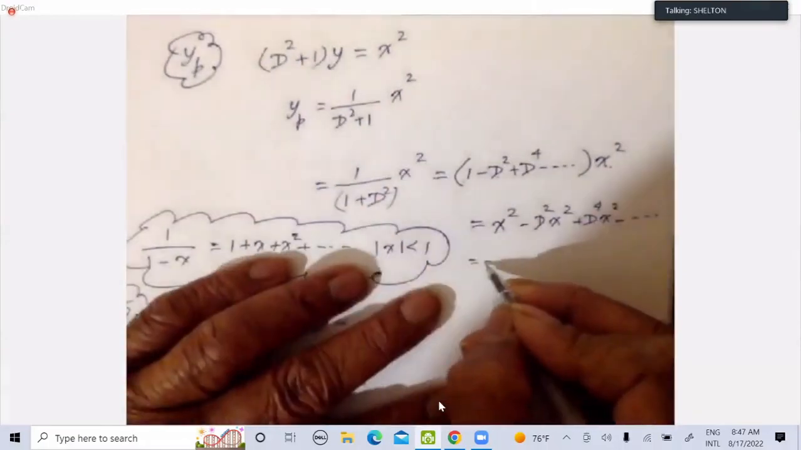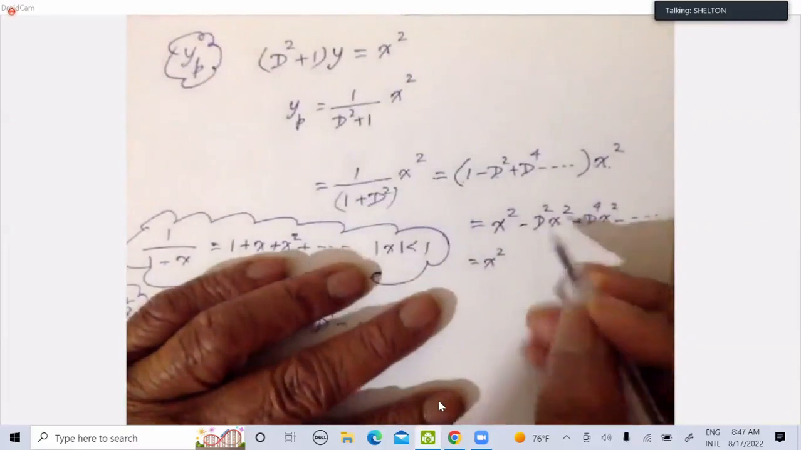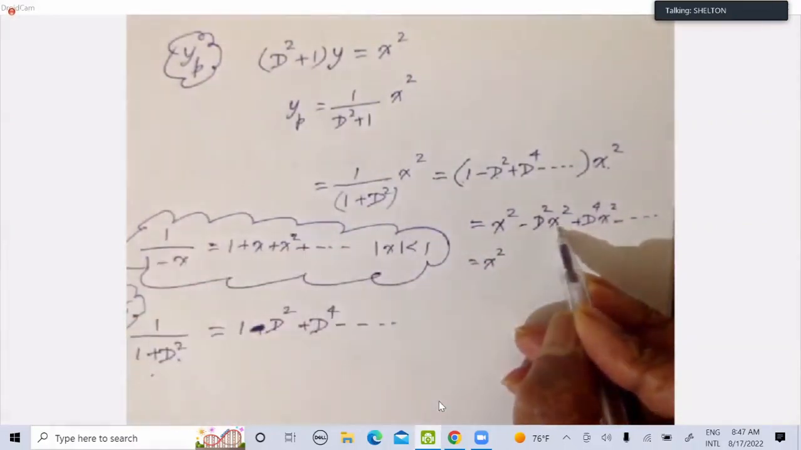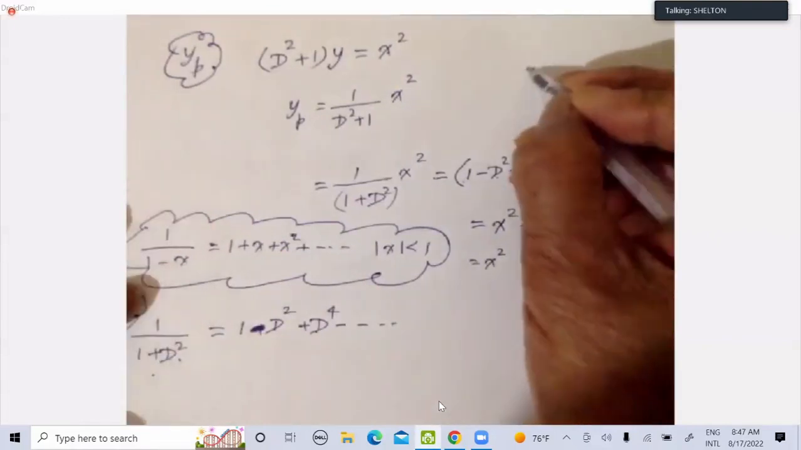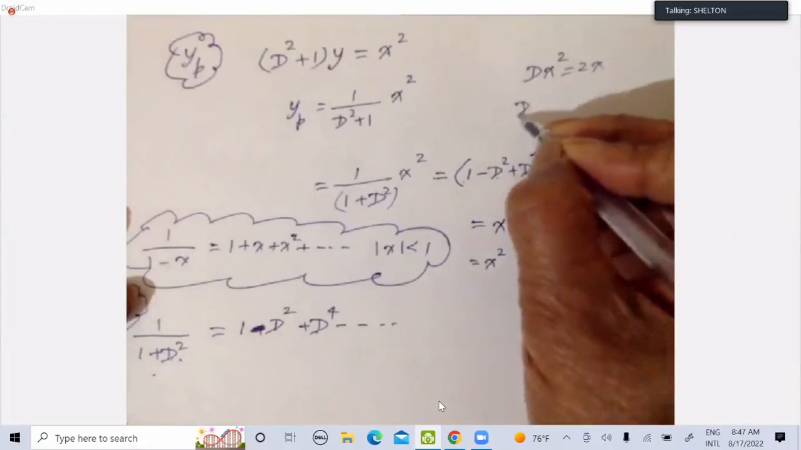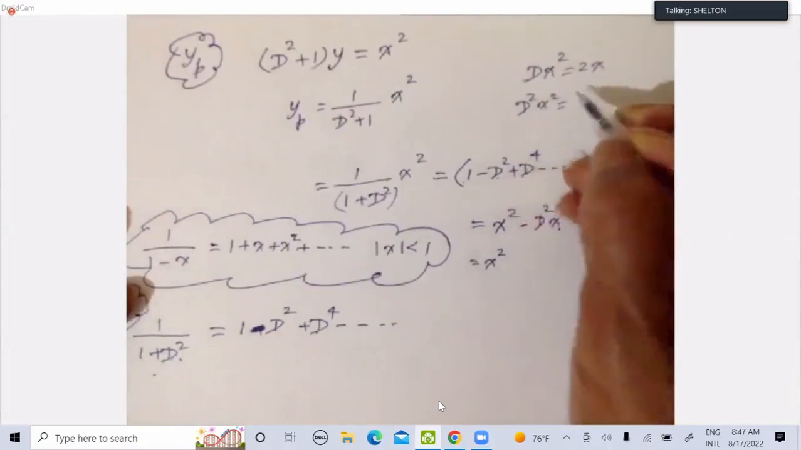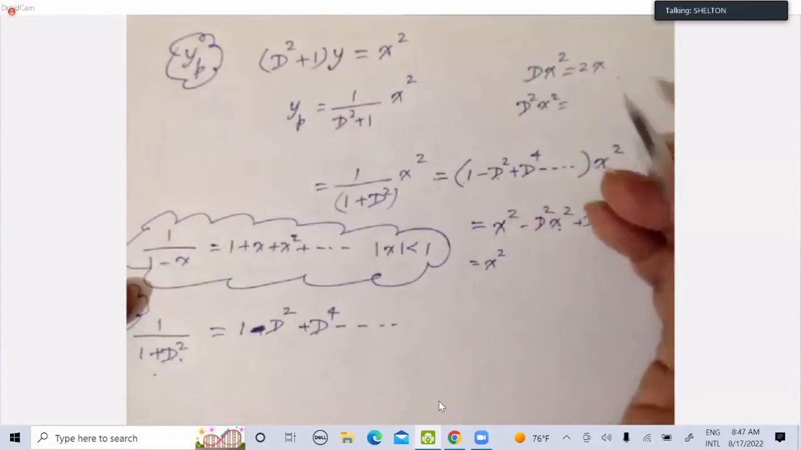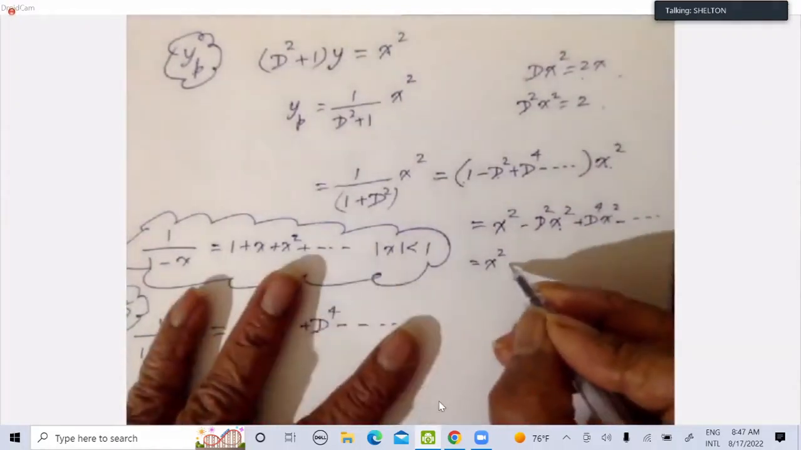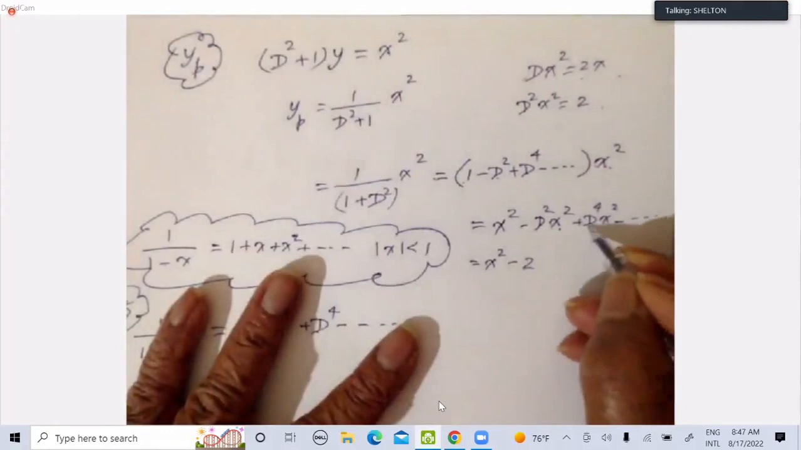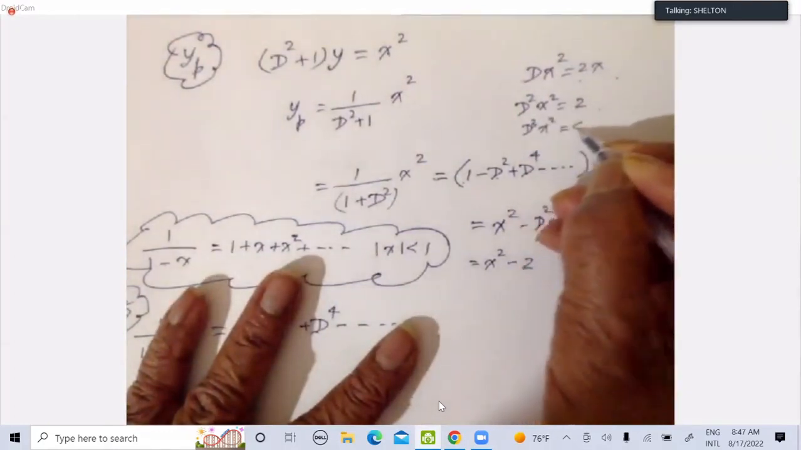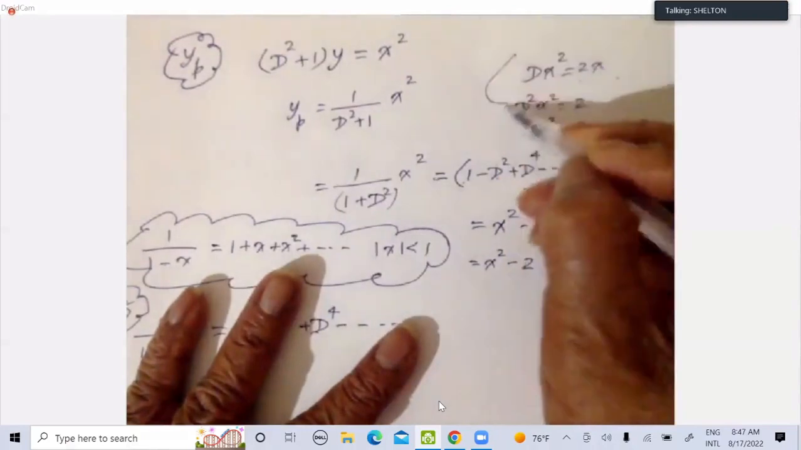Now, first one, x squared, then D squared x squared. Meaning, take the derivative of x squared twice. What is D x squared? The derivative of x squared is 2x. So D squared x squared is the derivative of this again. That is just 2. So this is equal to minus 2. Here, D to the power 3 x squared is 0. The derivative of 2 is 0.